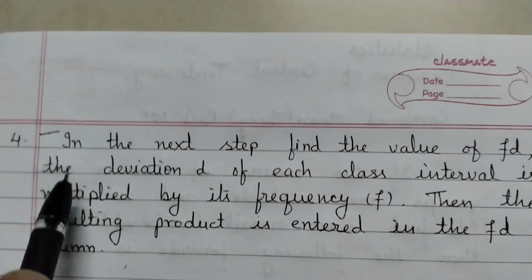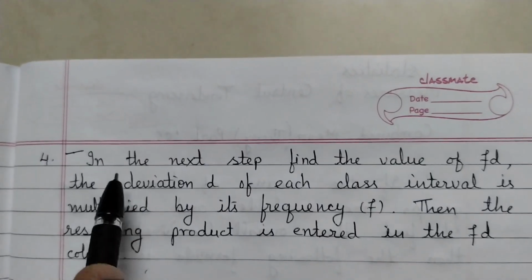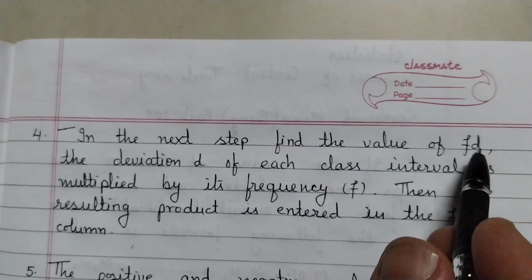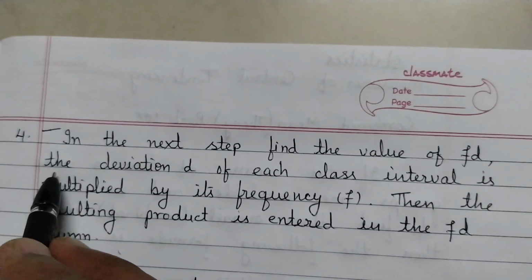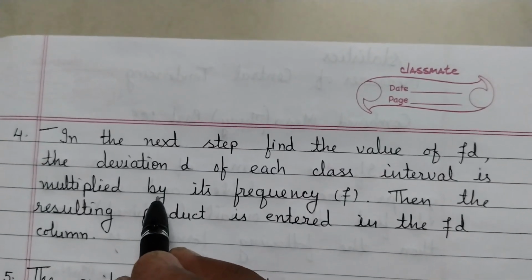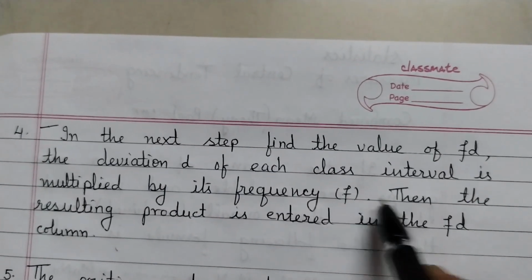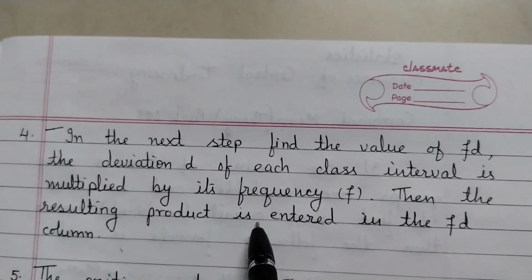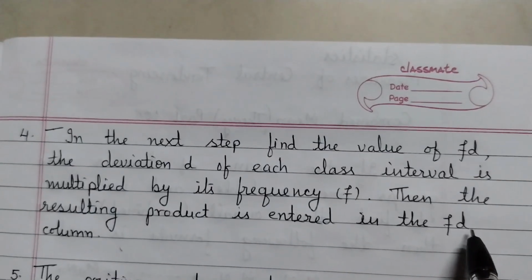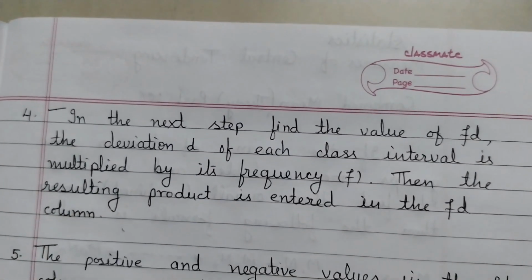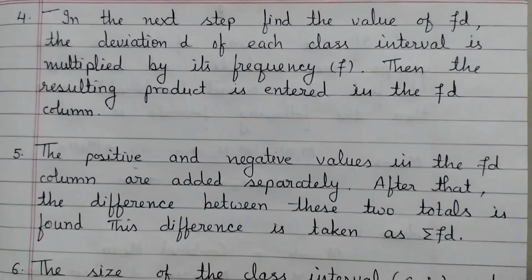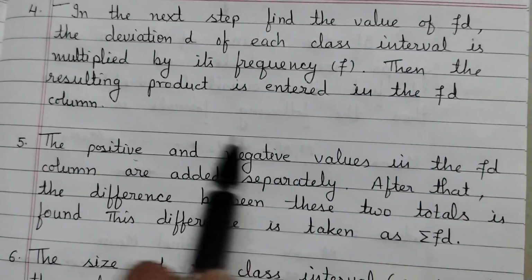Next point is step 4. In the next step, find the value of F.D, the product of frequency and deviation. The deviation D of each class interval is multiplied by its frequency F. Then the resulting product is entered in the FD column. The first column is class interval, then frequency, then deviation, then column of FD. Four columns are prepared to calculate mean from the short method.